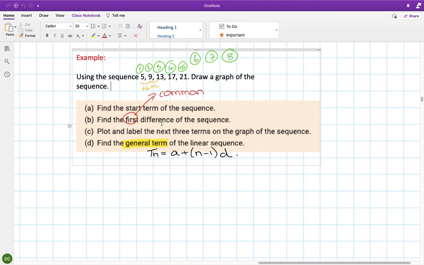Sorry, I have written it. It's just not syncing. Hang on. There you go. And then another 4 will bring us to 29 for the 7th term. And then another 4 will bring us to 33 for the 8th term. Okay, so we need to get to 33 on the graph, okay?